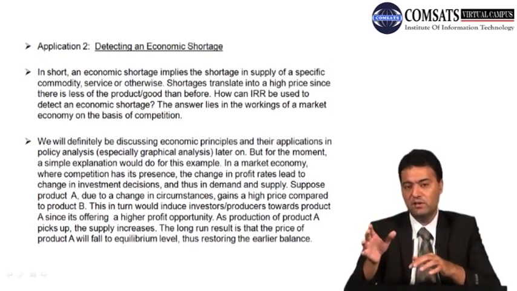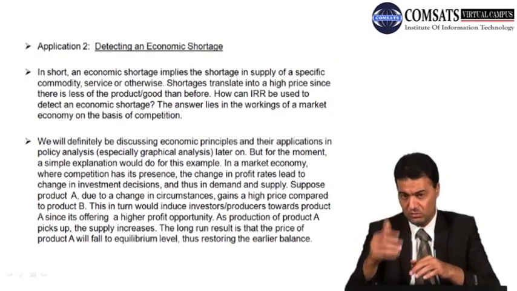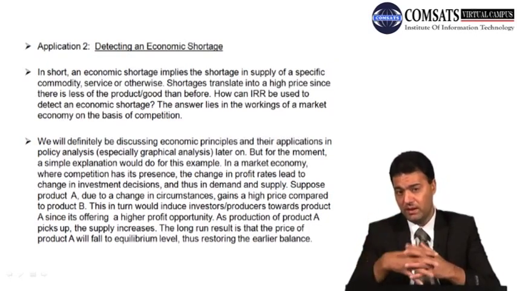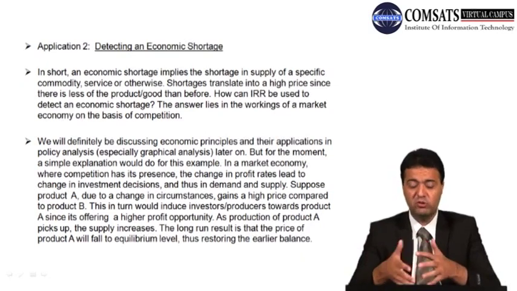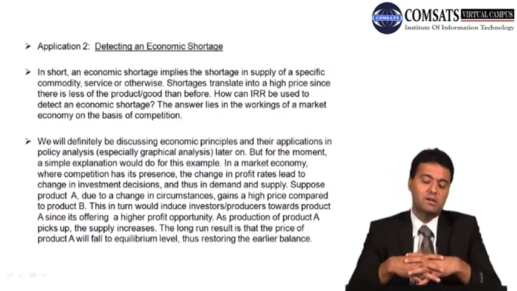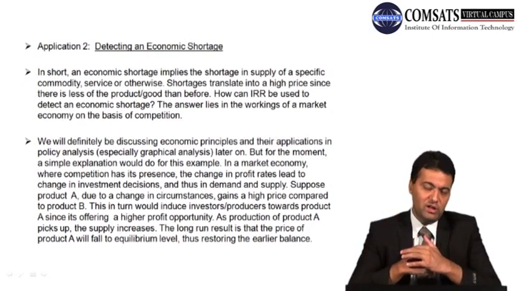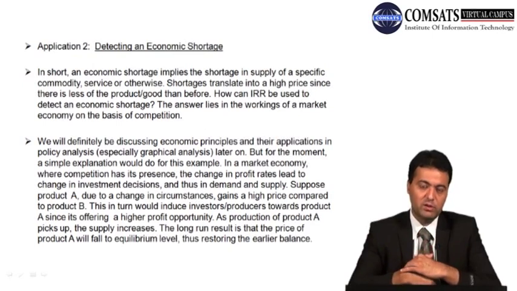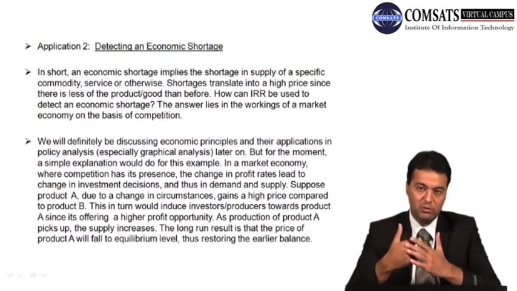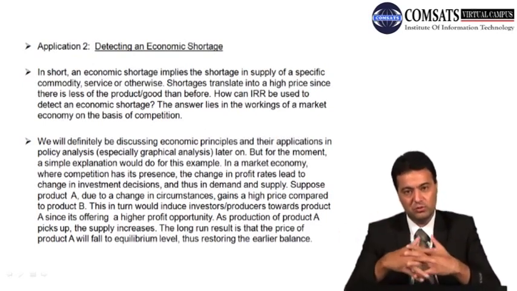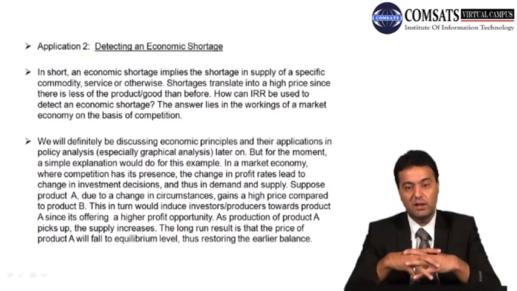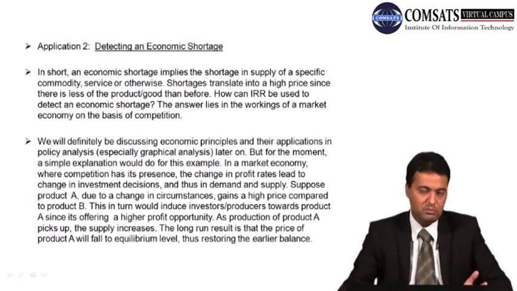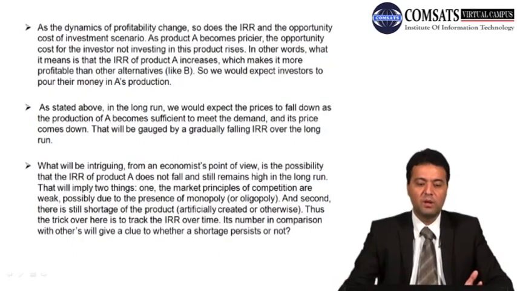But in the long run, the result is that when there is a lot more investment in product A, a lot more producers come in and produce the same product, then its price will fall because now there is a lot more of that product. Its price was high initially because there wasn't a lot of it and there was a lot of demand for it, but the supply didn't match the demand. Now there is a lot of supply which matches the demand, so the price will definitely come down. That is the long run. Thus, it will restore the earlier balance or the required balance.